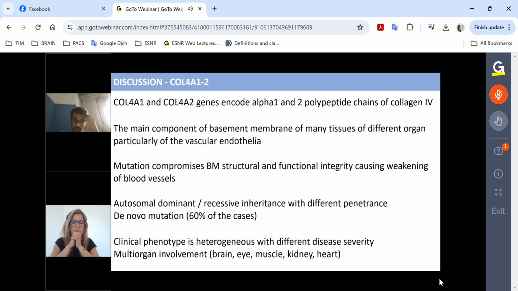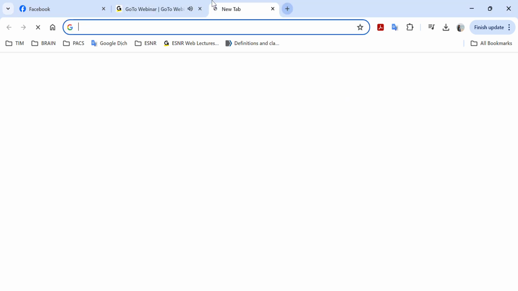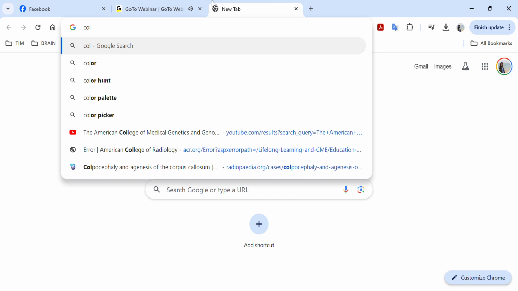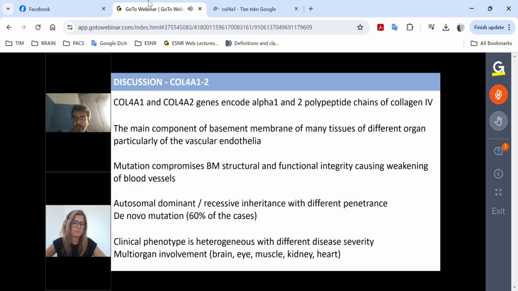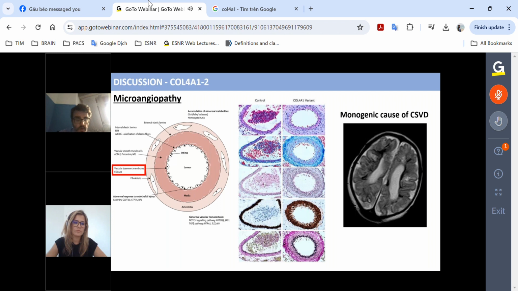The mutation can be dominant or recessive, but in 60% of the cases we have de novo mutation. And the involvement can be very heterogeneous. So sometimes you have multi-organ involvement, but sometimes you can only have the brain pattern with hemorrhages. So don't miss this diagnosis, or think of it. This is where the basal membrane is located and where the damage is.